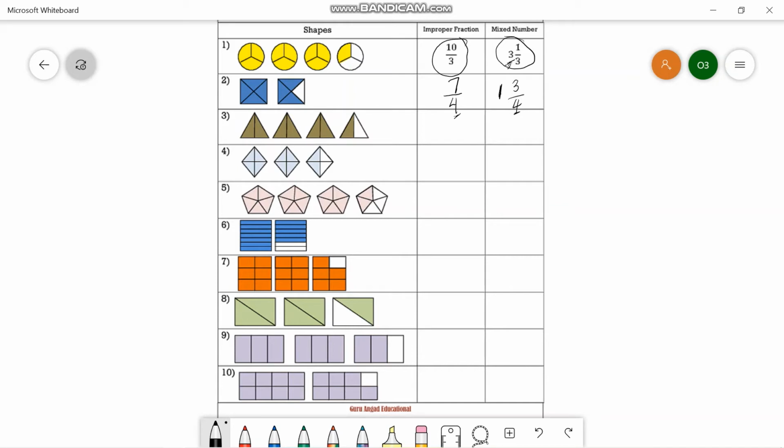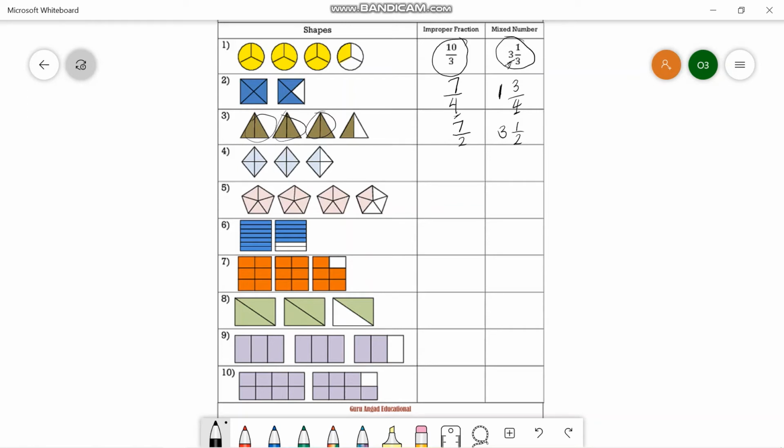Now let's go to the third one. Let's count the shaded parts. 1, 2, 3, 4, 5, 6, 7. So again, it's 7. How many parts are there in each shape? 1, 2. So 7 halves. Now let's count the number of wholes. We have 1, 2, 3. So 3, and the fraction is 1/2. 3 and 1/2. So that is the mixed number.